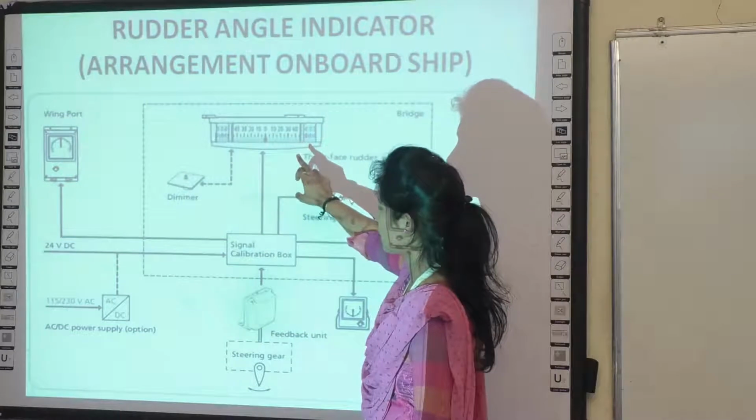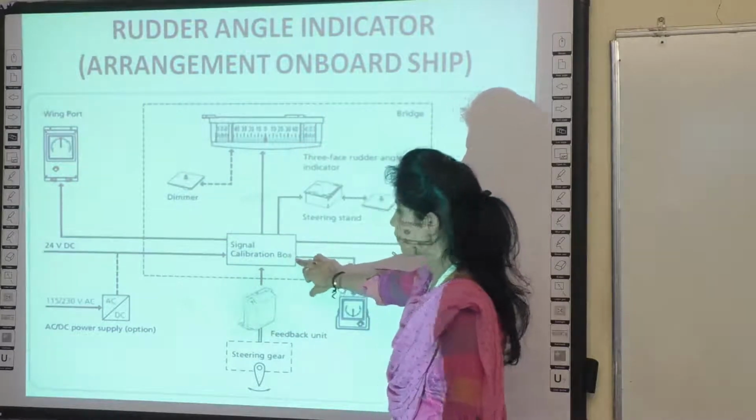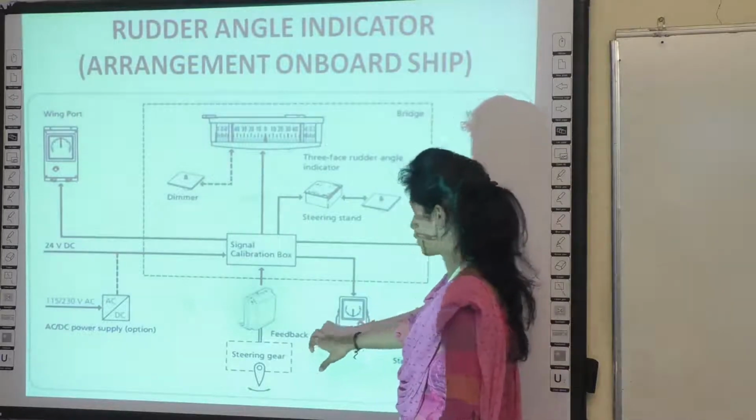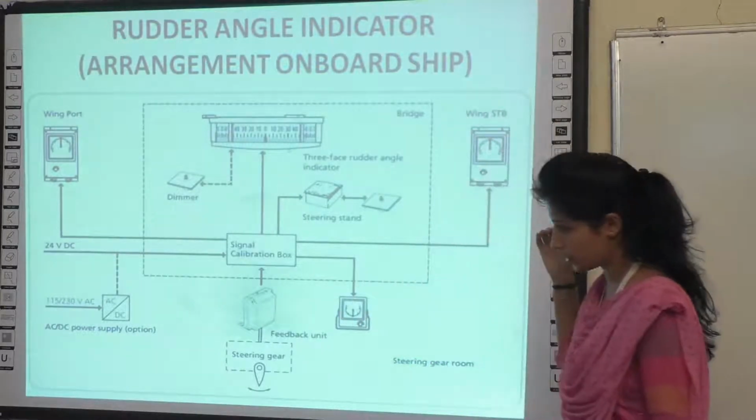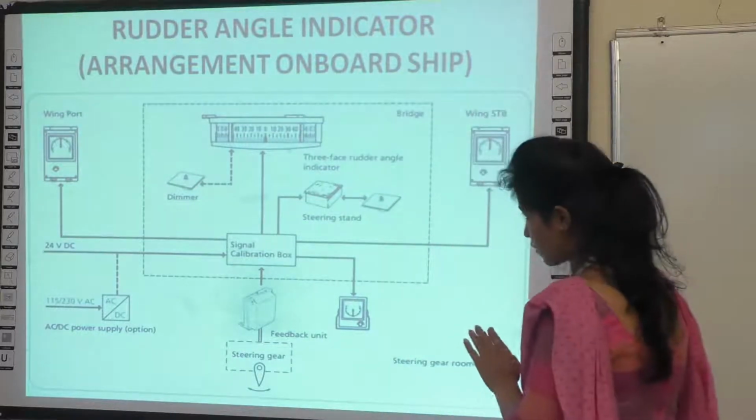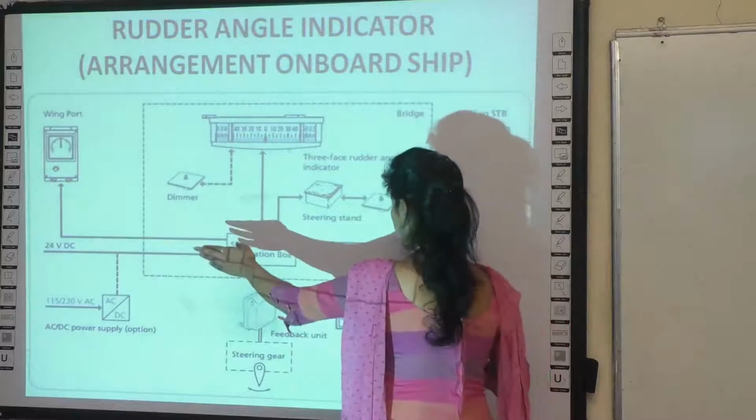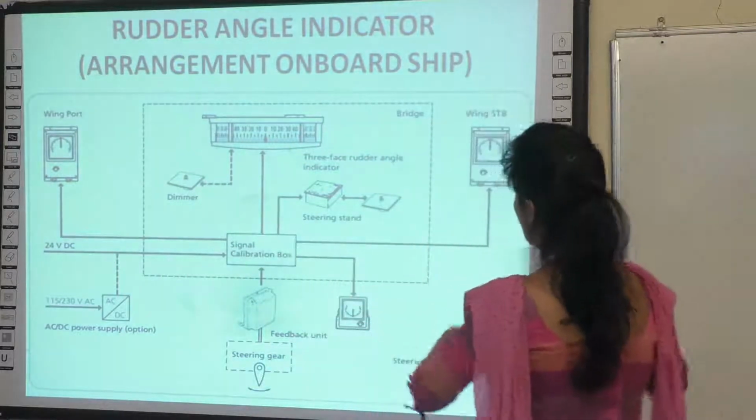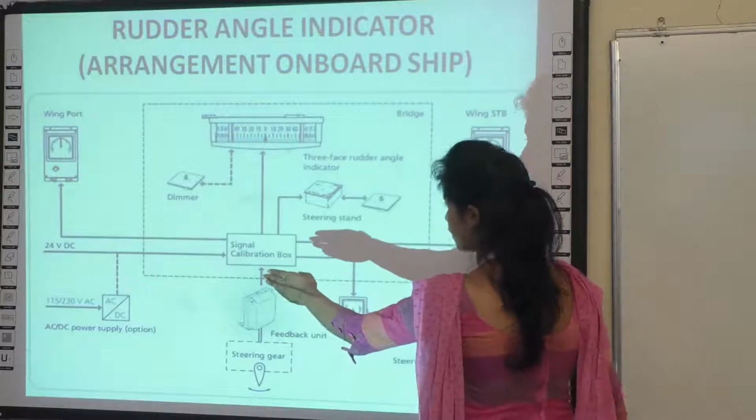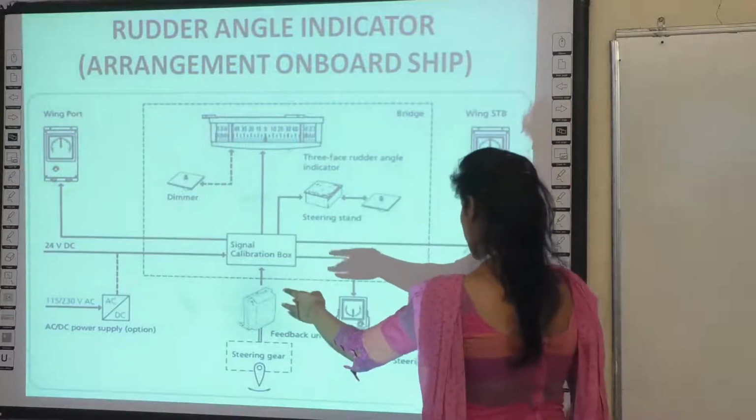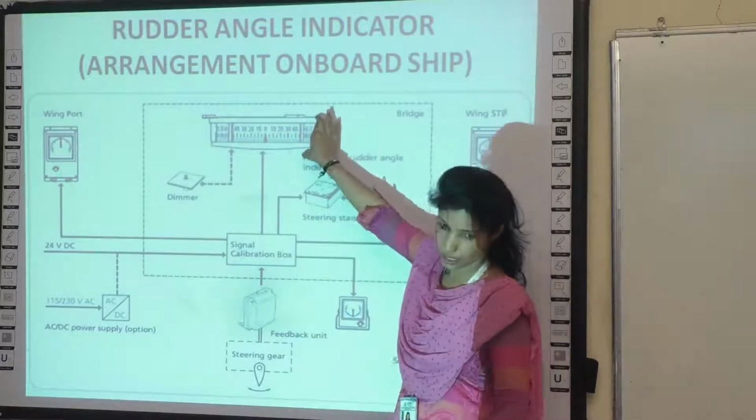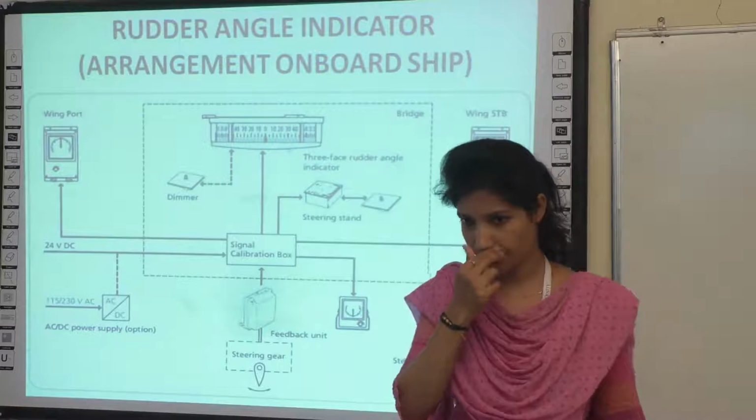This indicates, and the signal has to be calibrated in the calibration box, and the direction has to be given to the steering gear system, so that it will be moved to exactly where the rudder has to be. The 24 volt DC power supply has to be given to the wing starboard side and wing port side, and 11 to 30 volt AC has to be given as power supply. This is the steering gear system. Here this is the rudder indicator on an onboard ship.